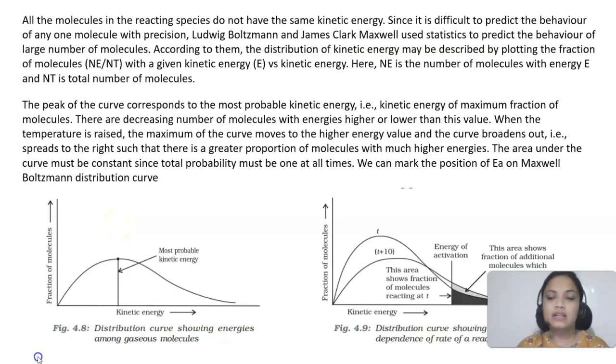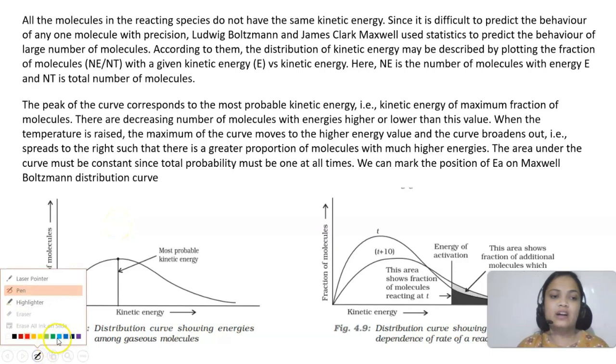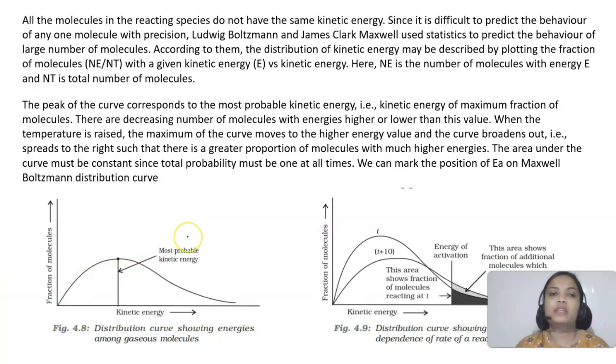Now students, let us understand this concept in more detail, like how the temperature affects it here. You know that we have different kinds of molecules in the reactants, and all of them will not have the same kinetic energy. Of course, they will have different kinetic energies. So it is difficult to predict the behavior of any one molecule with precision. So concepts of statistics were used to predict the behavior of a large number of molecules. How can we describe the kinetic energy of those reactant molecules? We can plot the fraction of molecules with a given kinetic energy versus kinetic energy.